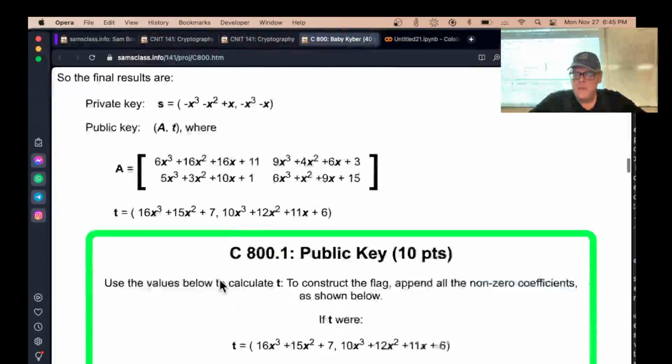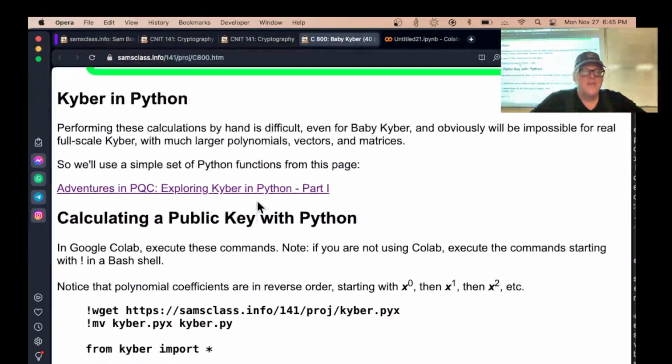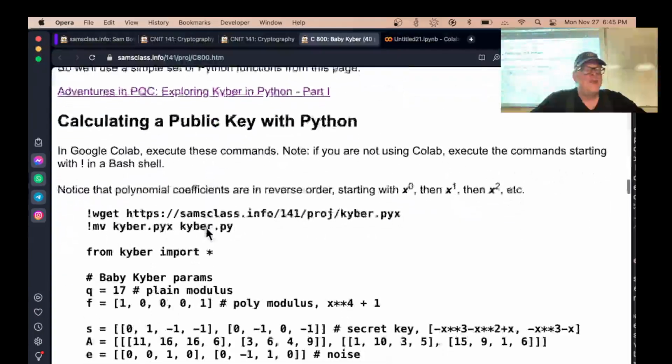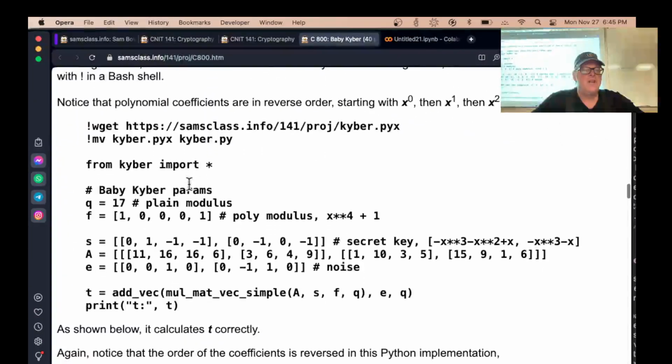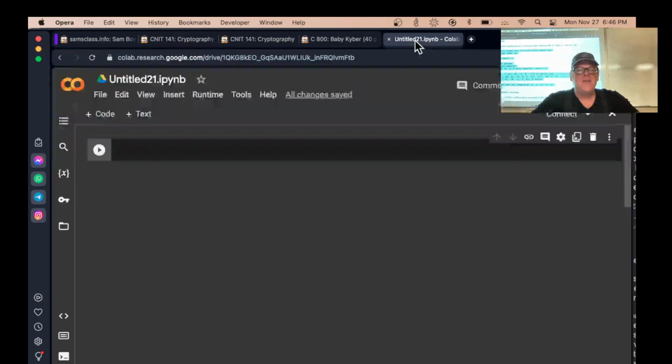So it's tricky, but you can do it by hand. However, you don't have to. You can do it in Python. And so I took a Python implementation and uploaded it to my server so you can just download it and use it. And so this is the way to do exactly what we just did in Python.